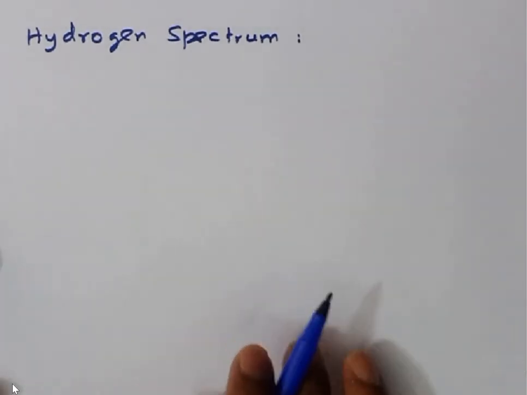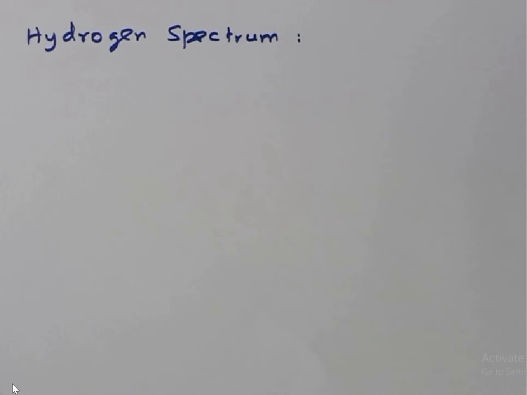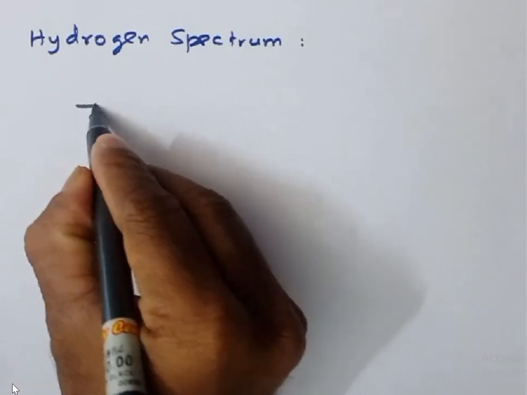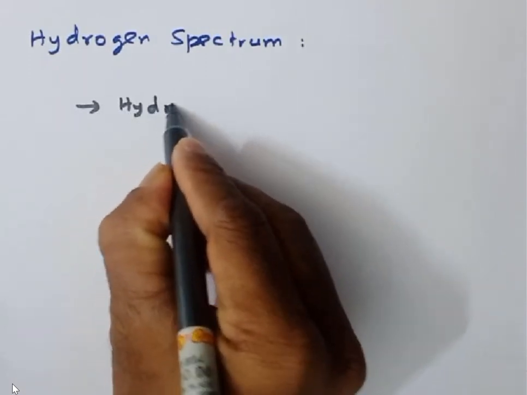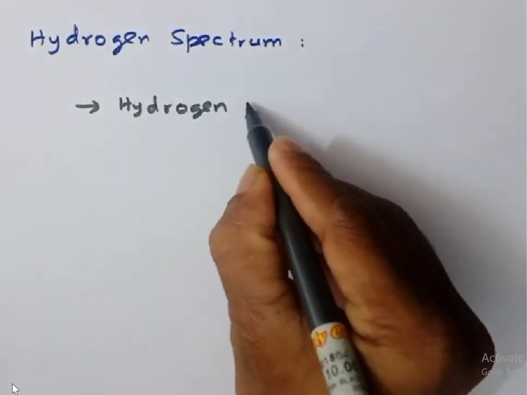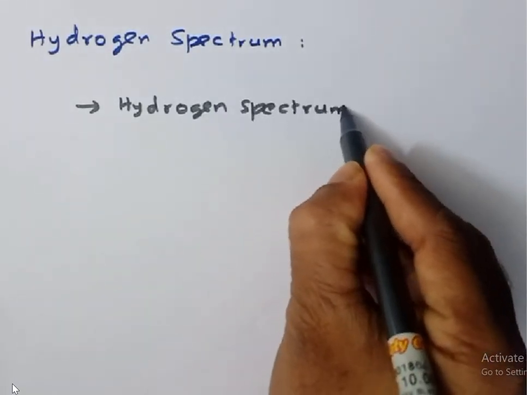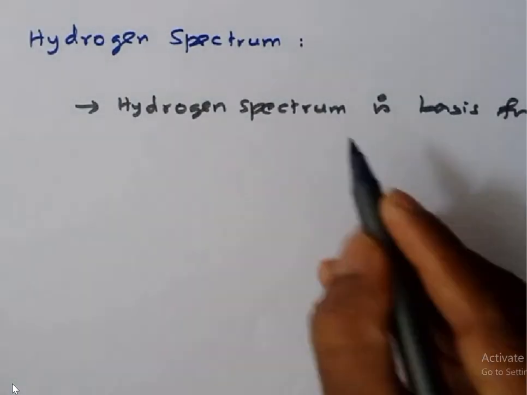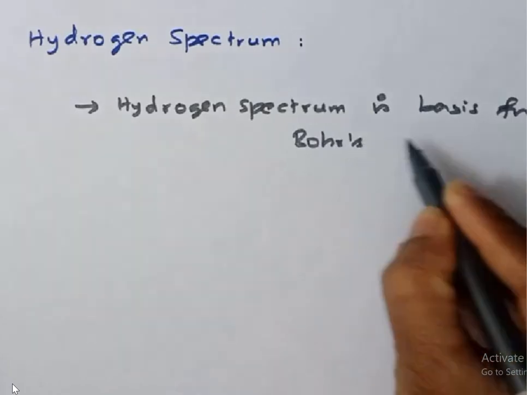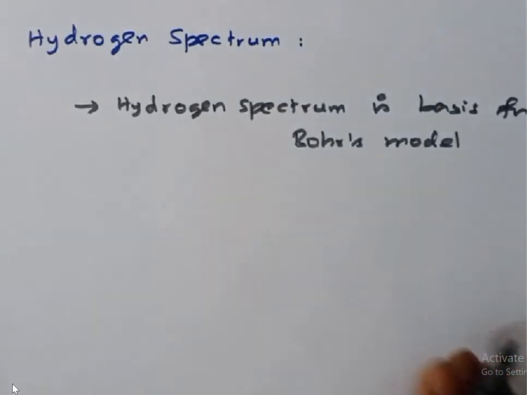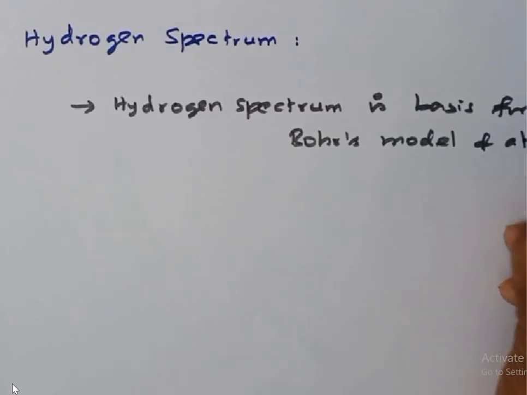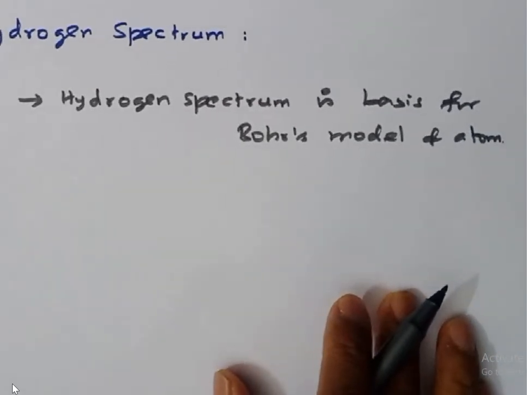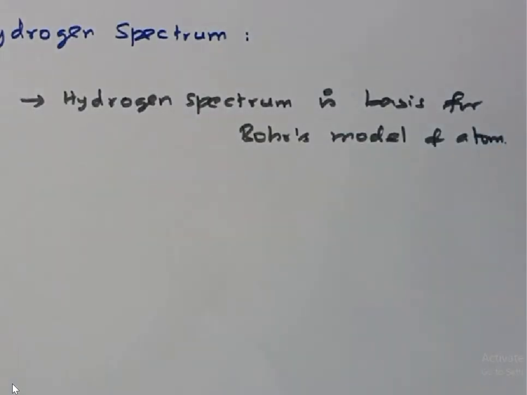See, hydrogen spectrum is the basis for Bohr's model of the atom. Bohr proposed the model for the atom based on the results of the hydrogen spectrum.